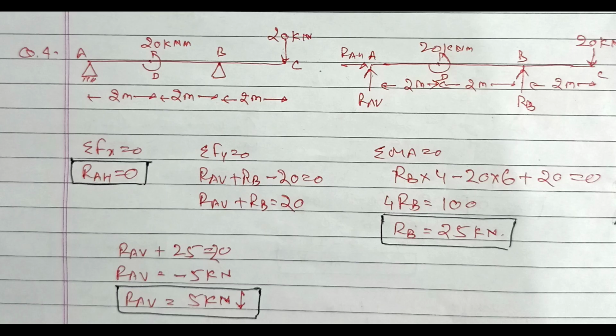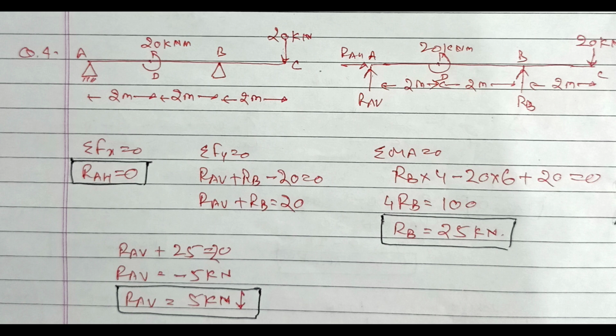Now let's see question number 4. This is again an overhanging beam. At point A we have hinge support, and at point B we have simple support. So we will draw the free body diagram of this beam. At A we will have one vertical reaction and one horizontal reaction, RAH and RAV, and at B we will have one vertical reaction, RB.